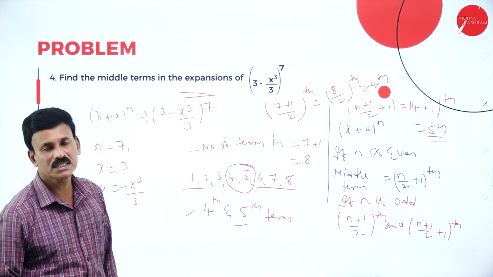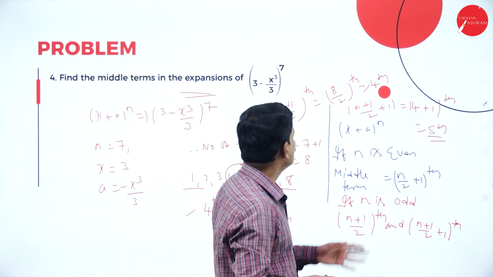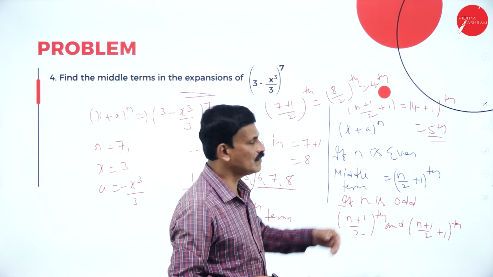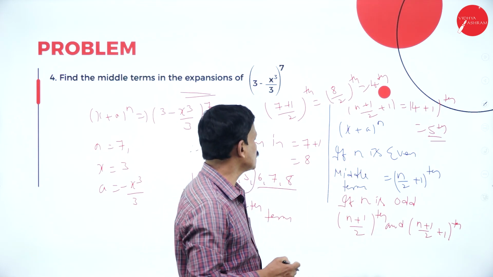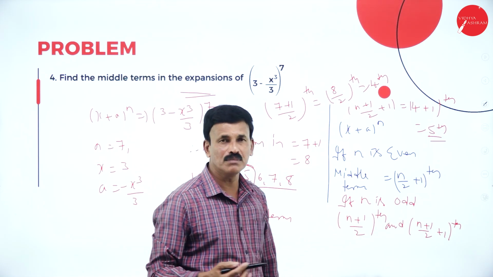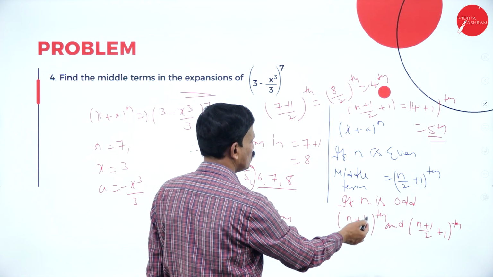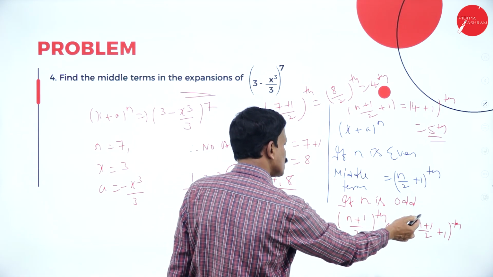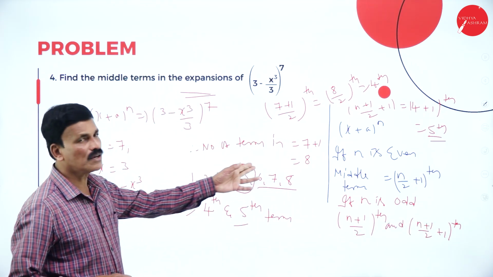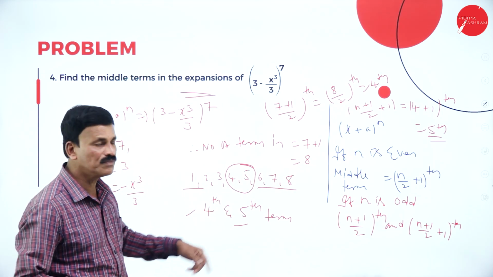So, in this expansion, we have two middle terms, the 4th and 5th terms. In general, in (x plus a) to the power of n, if n is an even number, then there is only one middle term, that is the n by 2 plus 1th term. If n is an odd number, then you will have two middle terms: the first is (n plus 1) by 2th term and the second is (n plus 1) by 2 plus 1th term. In this expansion, the number of terms is 7 plus 1, which is 8. Therefore, we will have two middle terms, the 4th and 5th terms.